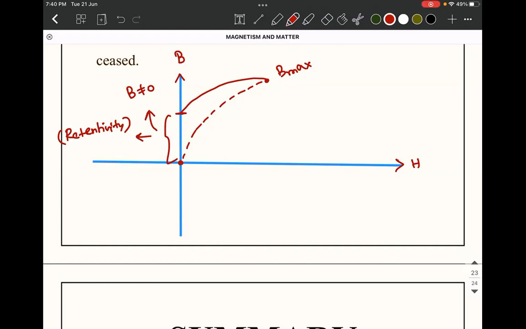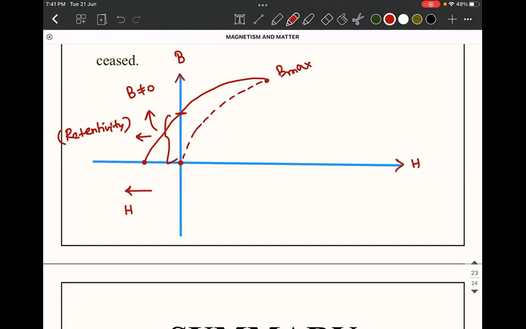After this, when you start applying the value of H in the reverse direction, see, suppose initially this was North Pole, this was South Pole. In the presence of it, let's say you kept a magnetic substance like this. Now you're reversing the direction of the magnetizing field. When you reverse the direction, the magnetic induction direction will also change. And at a particular point, you can observe that the magnetic induction becomes zero.